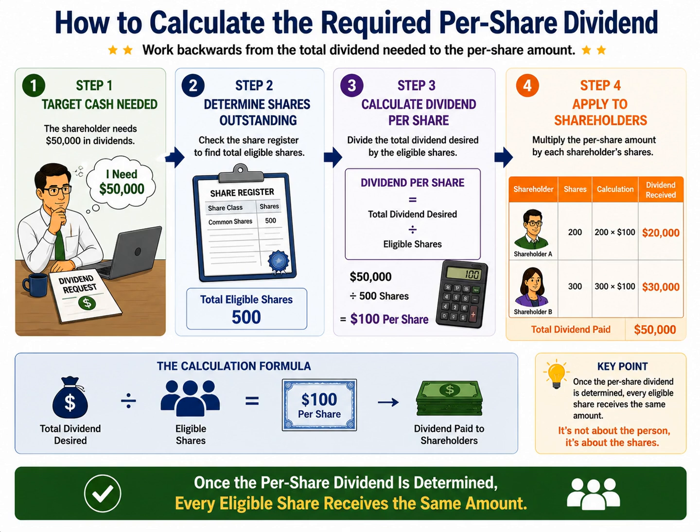This approach ensures consistency, accuracy, and compliance with corporate law requirements. It also creates a clear audit trail that supports the dividend declaration and related tax reporting. The key takeaway is that dividend calculations often work backwards. Start with the total dividend desired. Determine the eligible shares. Calculate the per-share dividend, and then apply that amount to each shareholder based on the number of shares owned. Once the per-share dividend is established, every eligible share receives the same amount.